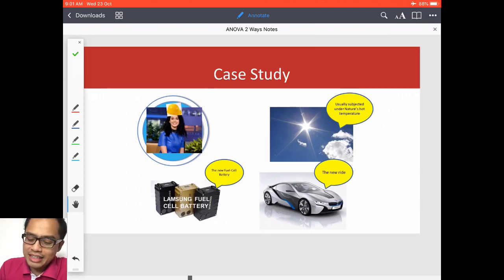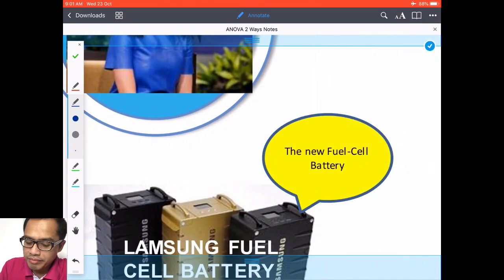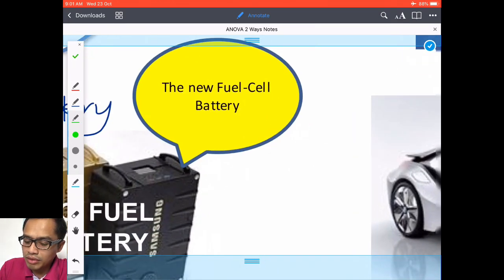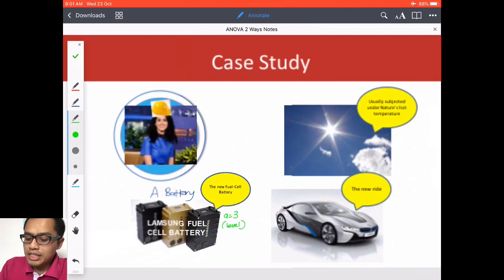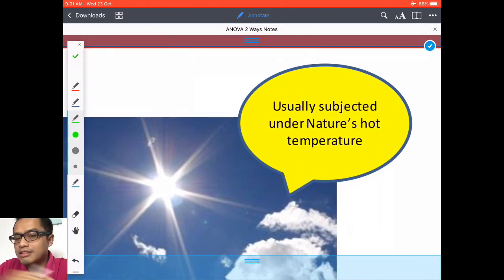So technically, the blue ink there will be your factor A. Battery. You have 3 batteries, so therefore the level for A, small a, is 3. Again like one-way ANOVA, small a is the level. So these are the 3 batteries. She is going to put this battery inside the car and drive it, or test it in the lab with a similar temperature.